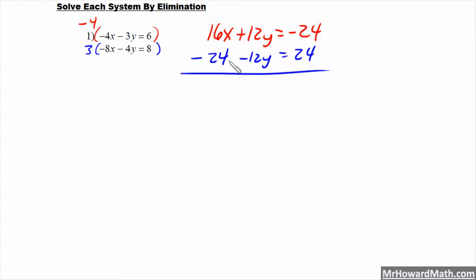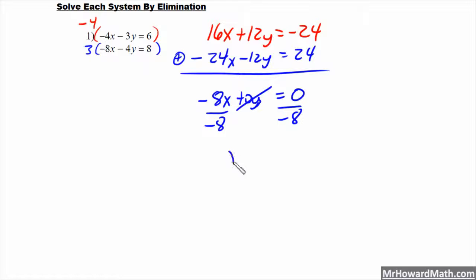So then I eliminate like I normally would. I combine them through addition. So 16x minus 24x is negative 8x. 12y minus 12y cancels. That's what I wanted. I got rid of the y's, and I had to multiply both equations to do that. Equals negative 24 plus 24 is 0. Divide by negative 8, and I get x equals 0. The same thing we got in the first place.